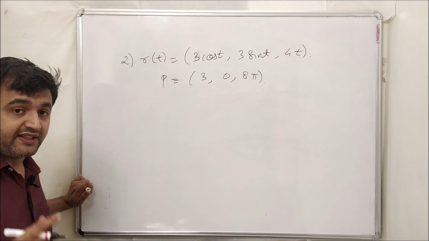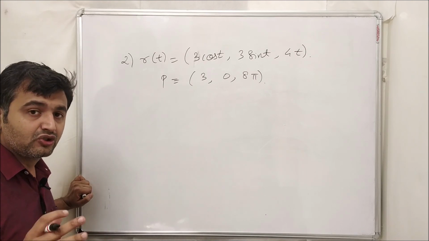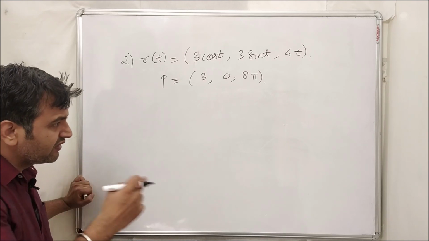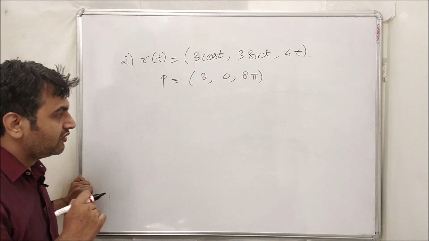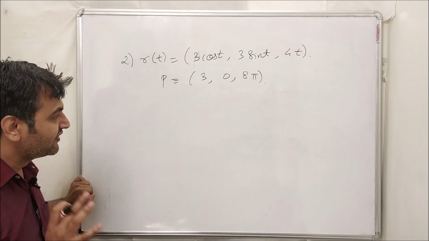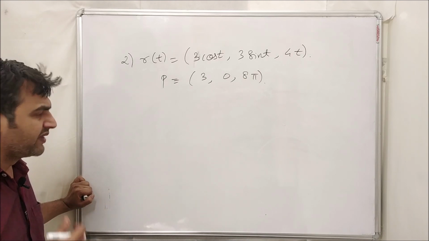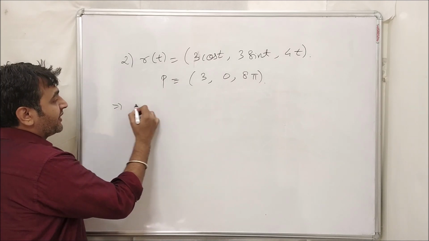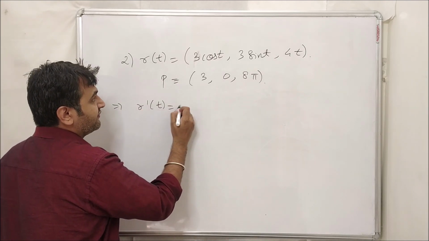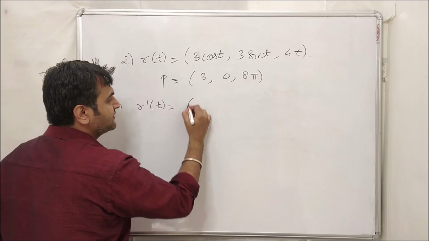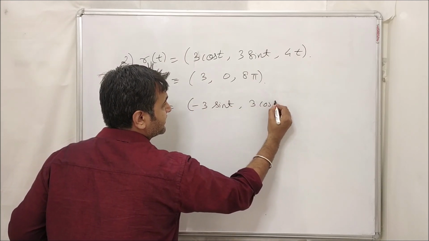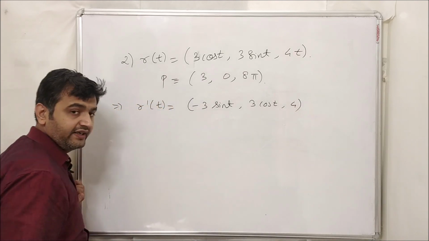Your job is to find the tangent vector, unit tangent vector, and also you need to sketch. Sketching will be difficult, because you should be really good at drawing to sketch a curve in 3-dimensional space, but I will try my best to explain the thing. Now the first thing is r prime of t. How do you find it? Either you go by the definition or you simply do it component-wise. So this is minus 3 sin t, 3 cos t, and 4, right?